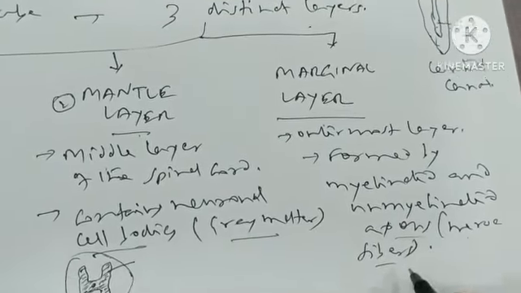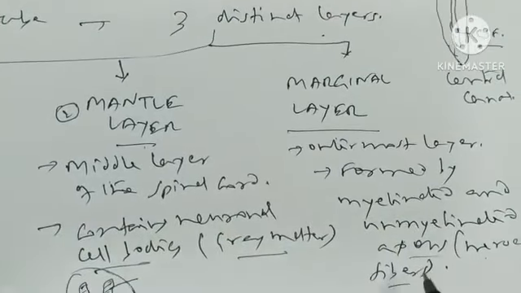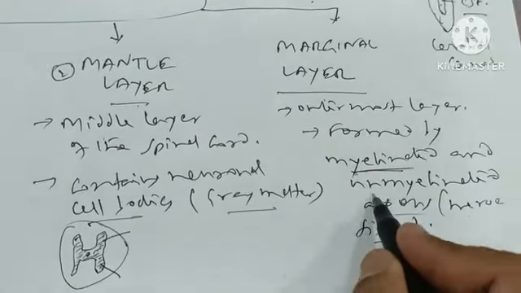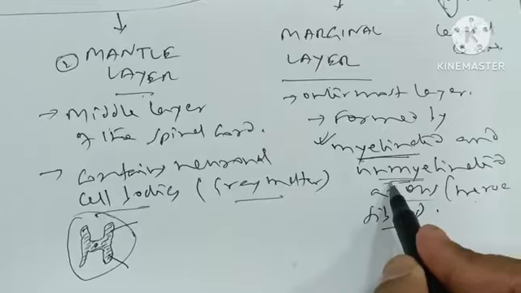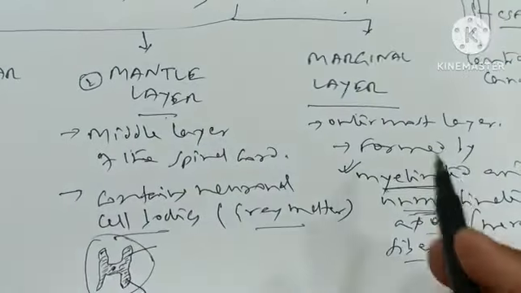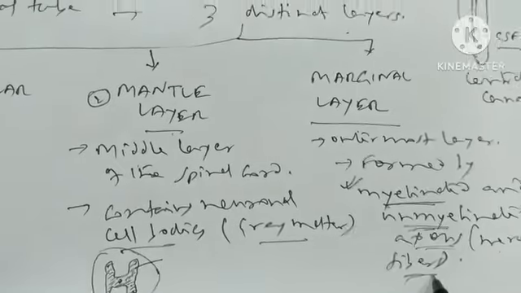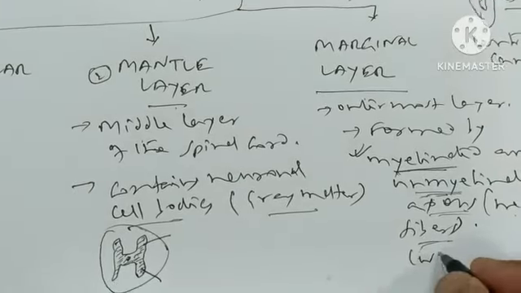This marginal layer is mainly formed of myelinated axons and a small proportion of unmyelinated axons. As this layer is made up of axons, that is nerve fibers, it is considered white matter.